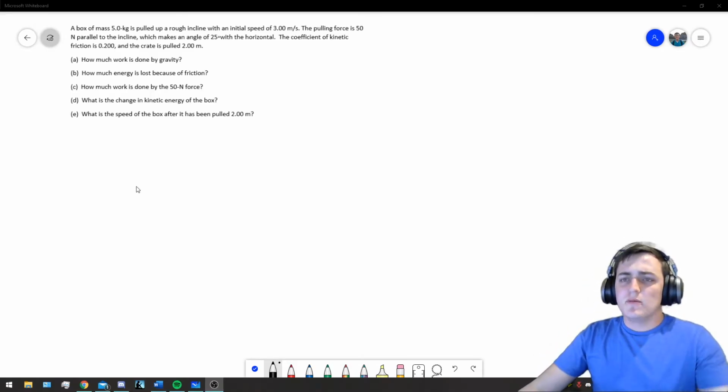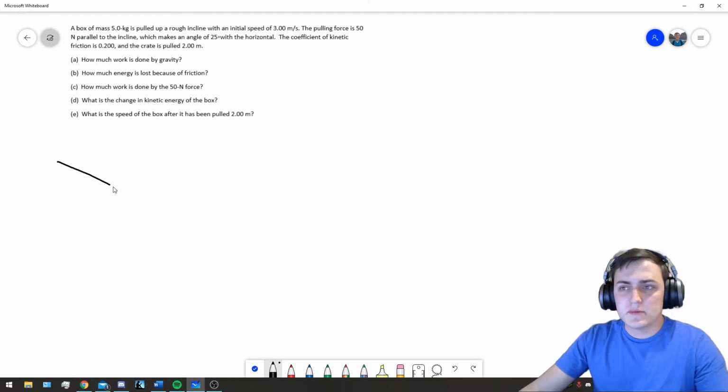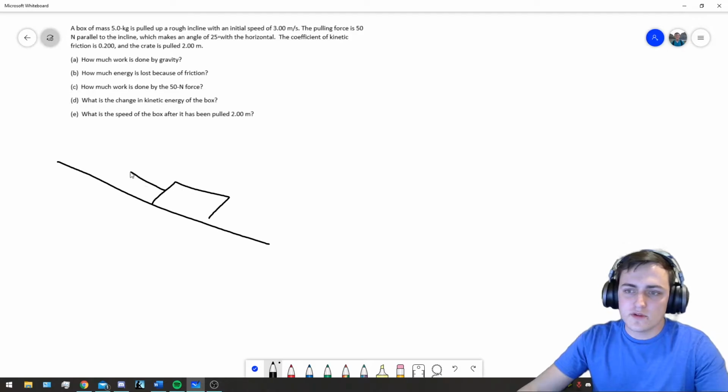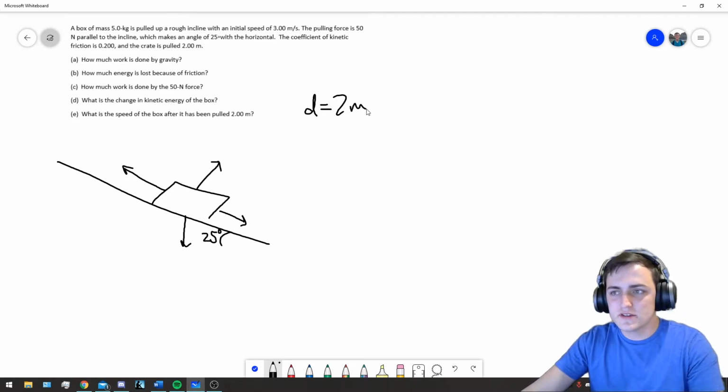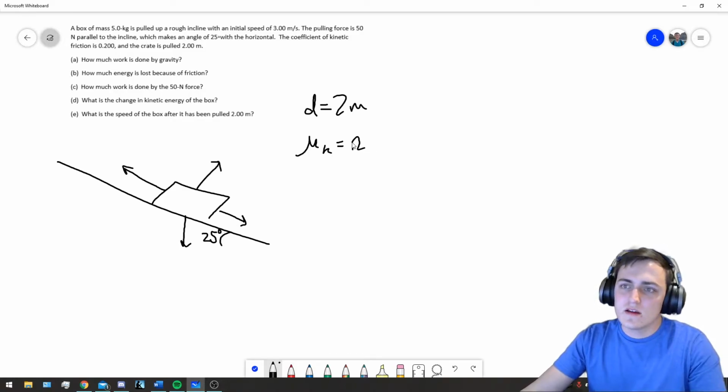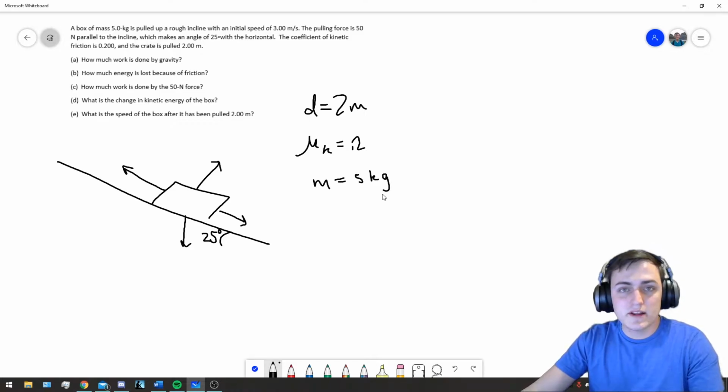So here in this problem, we are told a box is being pulled up an incline. The force is parallel to the incline. We've got normal, we've got gravity, we've got friction. We know the incline is at an angle of 25 degrees. We're told our displacement d is 2 meters, and mu k is 0.2. We have a mass, 5 kilograms, just a few random variables. We may not need all of them.